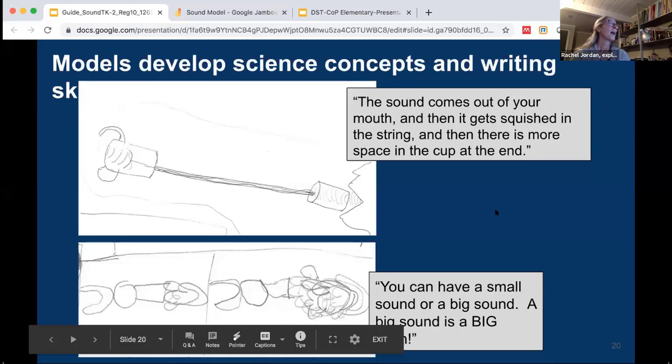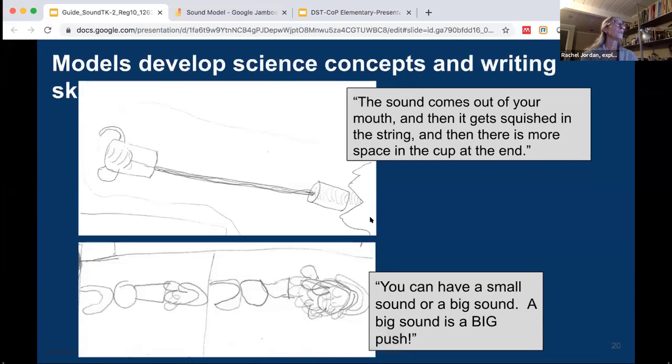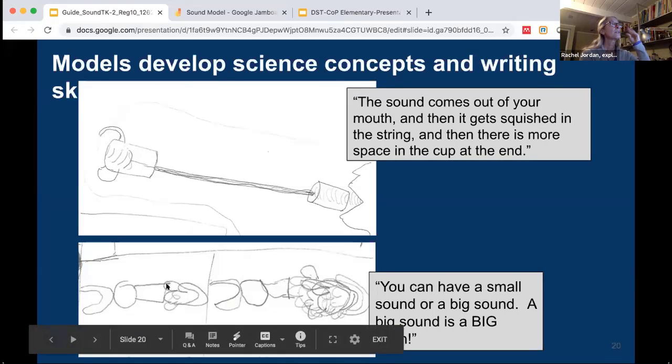And then let's just show one more image of first grade text as a way of closing this particular section of the workshop. Another student wrote, these are pictures, I don't know if you can tell, it's a hand touching a rubber band around a cup. You can have a small sound or a big sound. A big sound is a big push. Yeah. So let's end on Tracy's notes saying, if we say it, then we can write all about it.